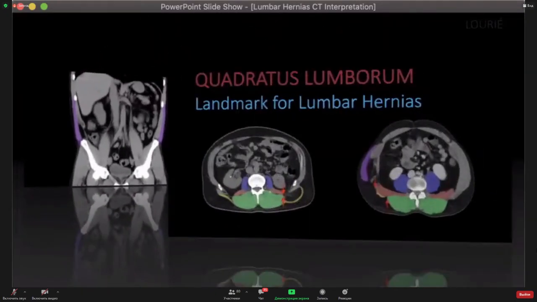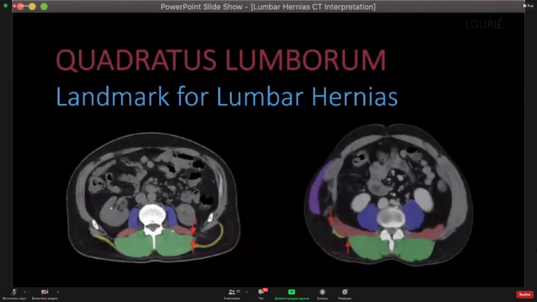So I think what's important here is to point out that I really believe the quadratus lumborum is the key landmark for us to understand when interpreting lumbar hernias, whether that's operatively or here on a CAT scan in preoperative planning. I've already pointed out how up high, you can tell you're up high because the quadratus lumborum lines up with the lateral border of the erector spinae, but inferiorly, it is much more lateral, as you can see here.